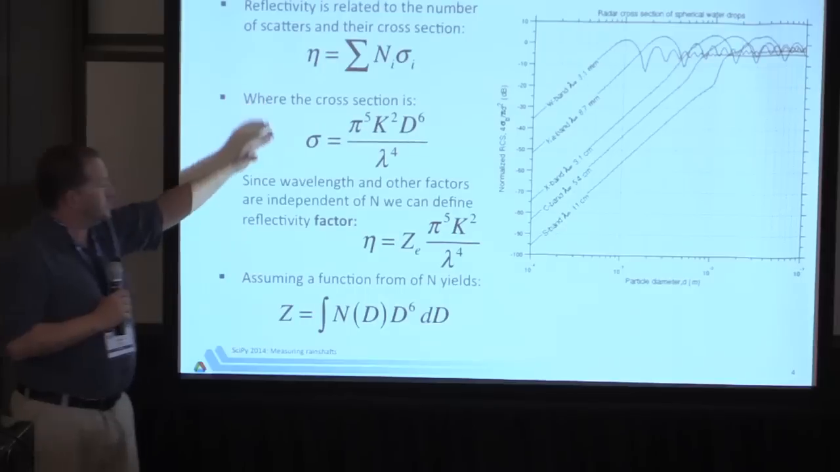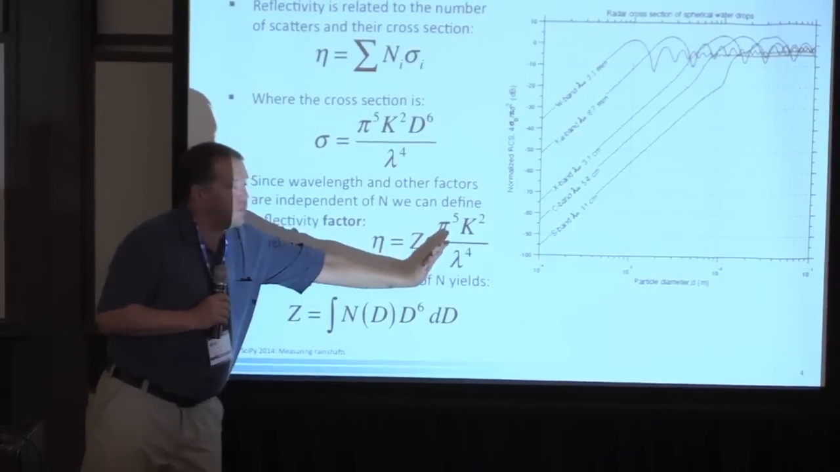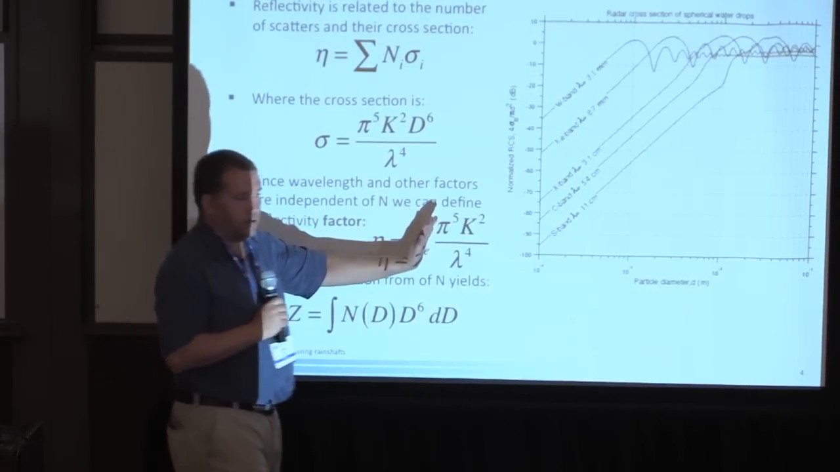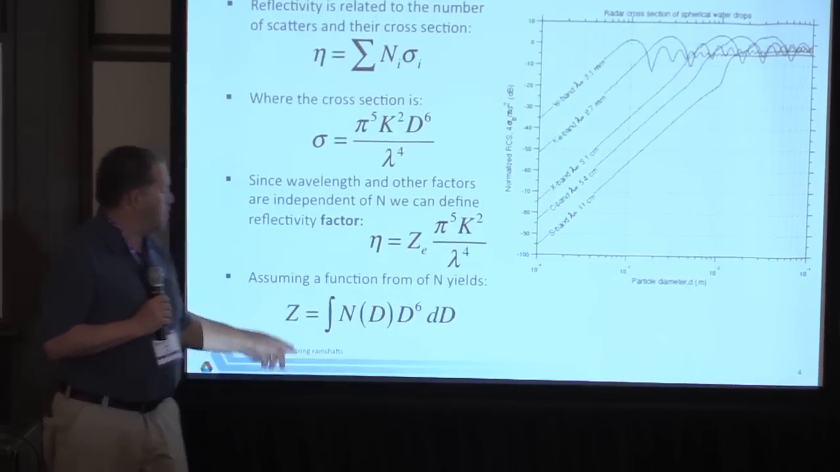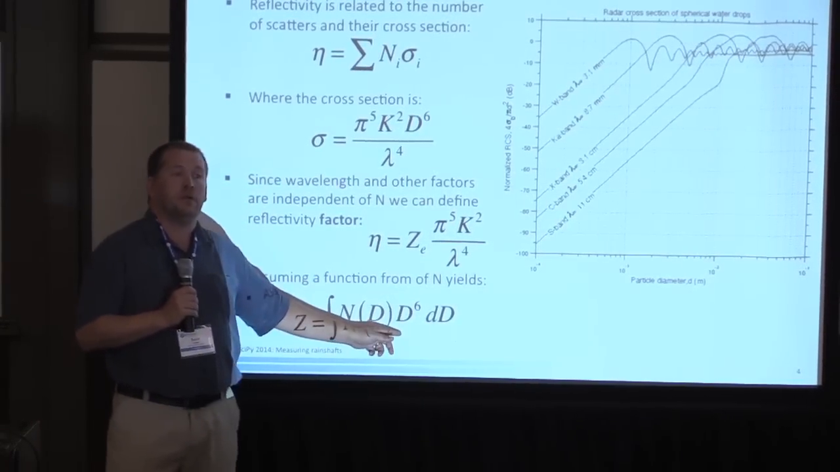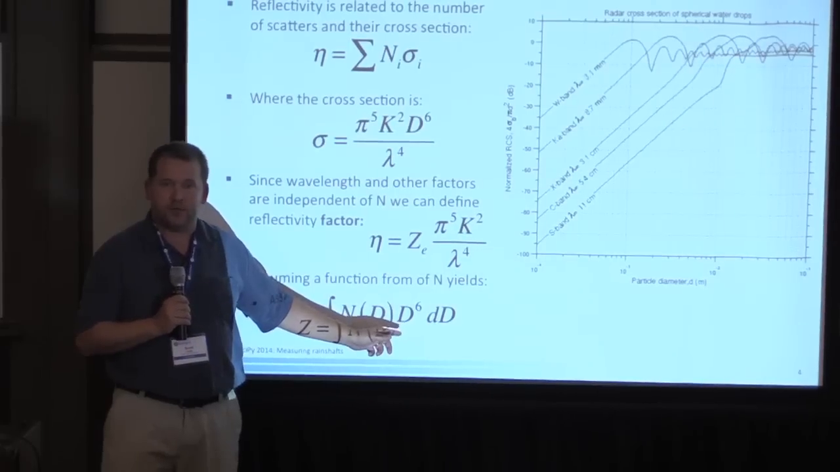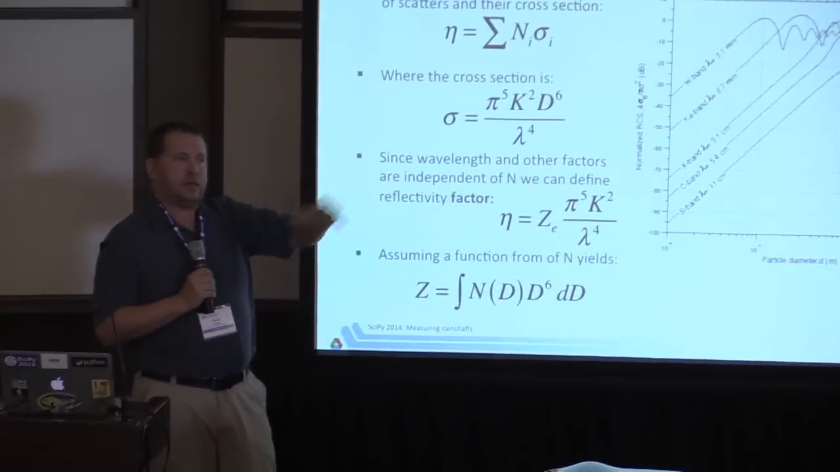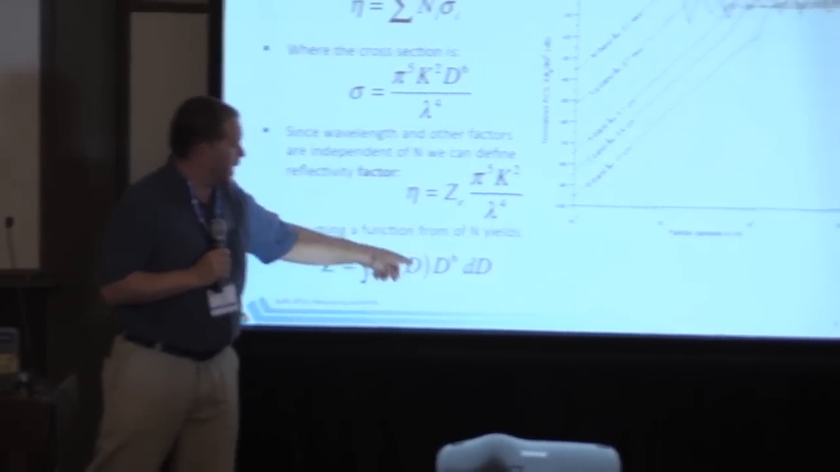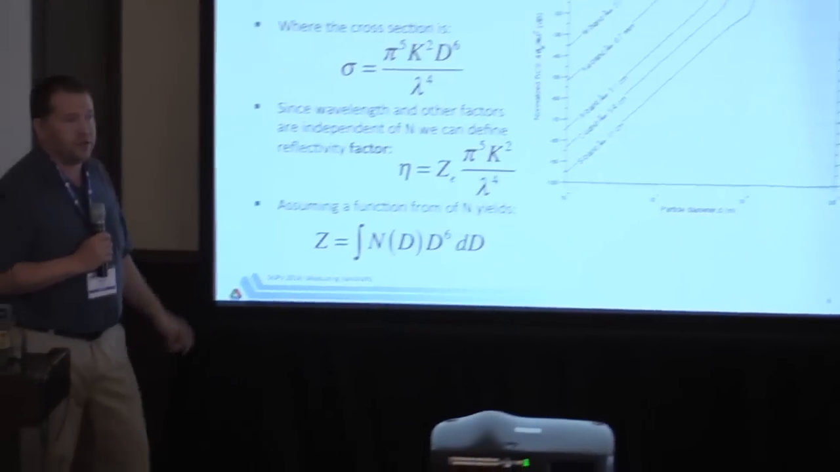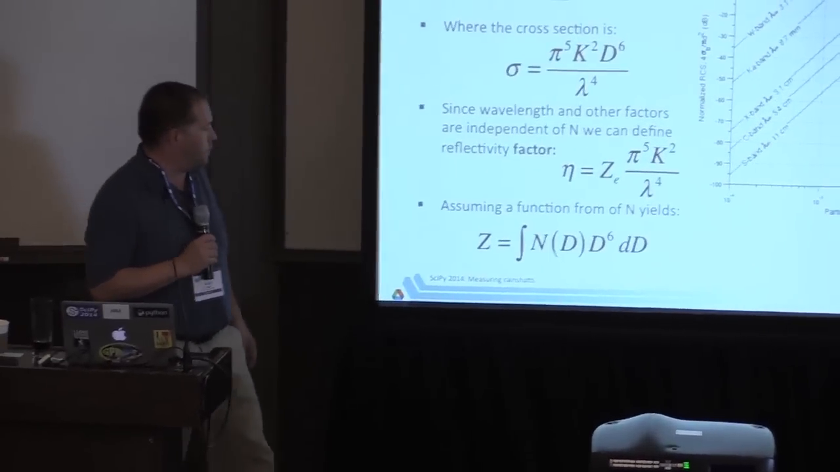Basically, long story short, we take out any information due to the wavelength, and we get this thing called reflectivity factor here, and this is proportional to the sixth moment of what we call the drop size distribution. If you imagine a cubic meter of space containing a certain number of drops, this is the PDF of the drop. So basically the number of drops is a function of their radius.